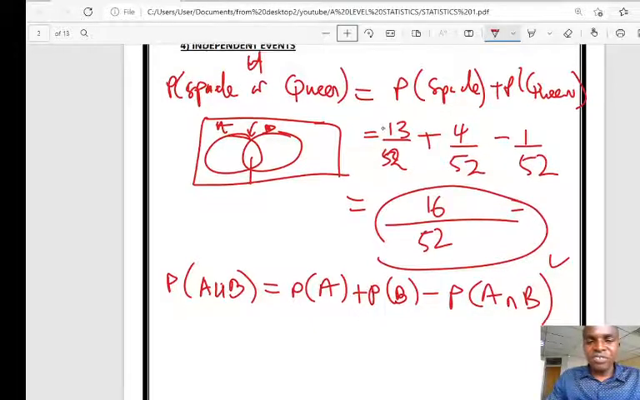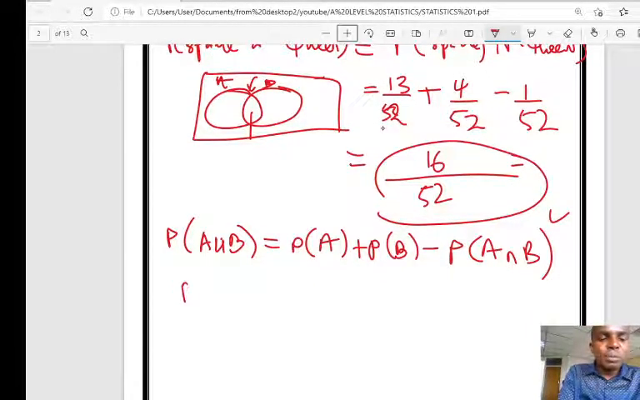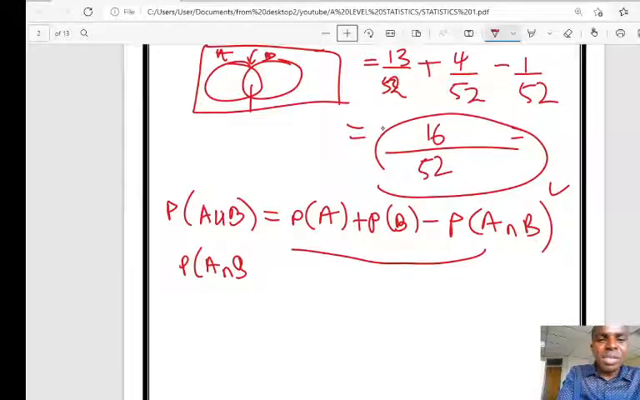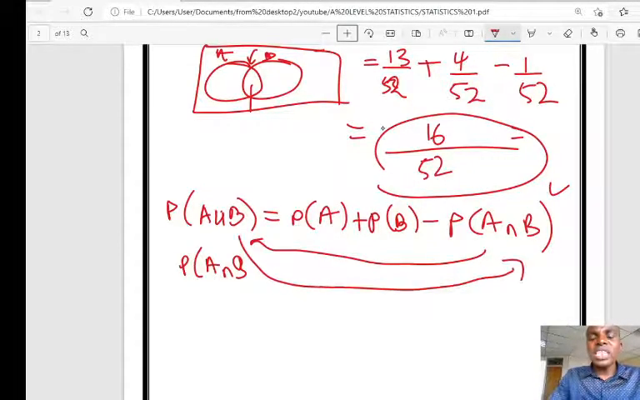If you want to calculate probability of A intersection B, you just make probability of A intersection B the subject of the formula. It means the union will come to this side and you have to subtract it, so it will be probability of A plus probability of B minus probability of A union B.